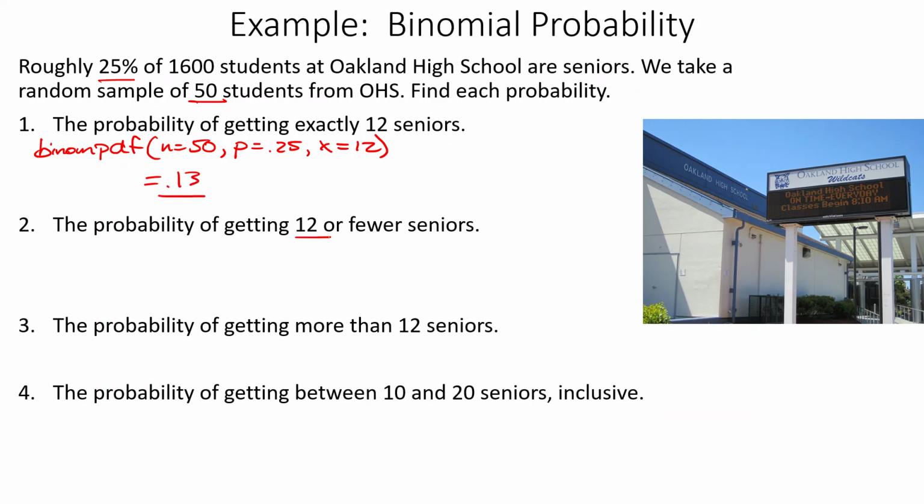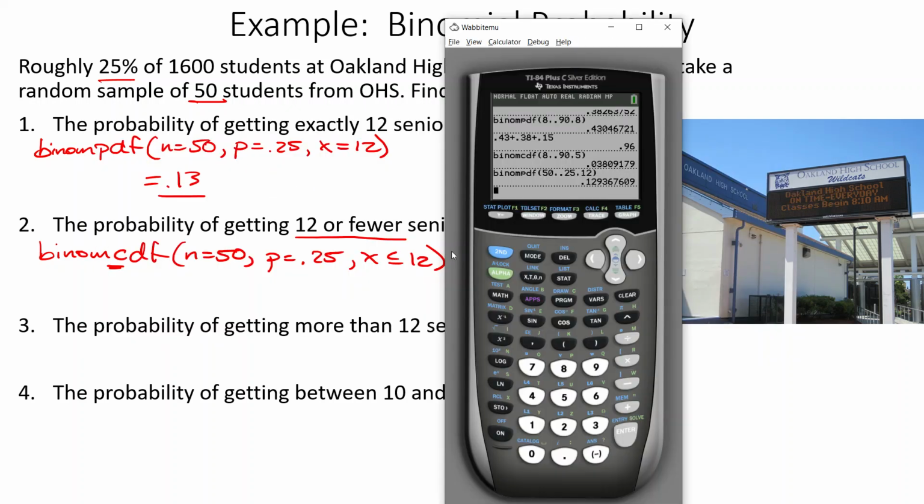All right, what about 12 or fewer? Well, since it says or fewer, that's the same thing as or less. We're going to do the CDF now instead of the PDF. So our n is 50, our p is 0.25 still, and now x is less than or equal to 12. So we're just using the CDF now instead of the PDF. So second distribution will go up. There it is, option B.